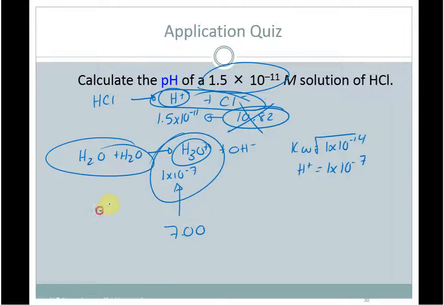It's a negative log of 1 times 10 to the minus 7. If we considered both terms, it's a negative log of 1.0 times 10 to the minus 7 plus 1.5 times 10 to the minus 11, which is like 1.00015 times 10 to the negative 7. Nobody cares. Or I guess somebody out there might. But we can be confident that this is accurate enough to just say it's a pH of 7.